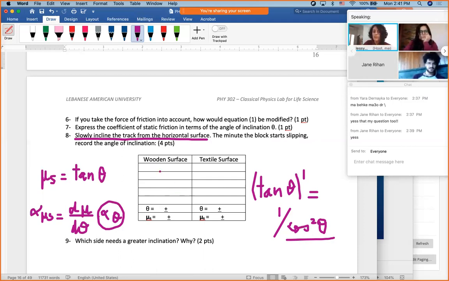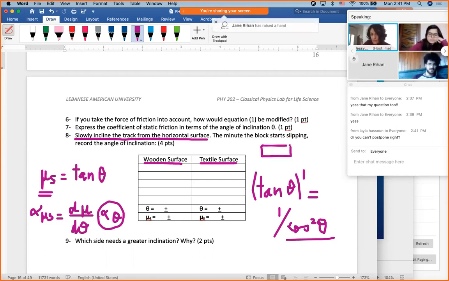So she was finding theta, and theta is the angle at which the box would start sliding. That's why it would give me mu static, which is the threshold at which motion will actually start. She did the experiment on the wooden surface, and then she repeated it on the textile surface, and this is how the box is. This part was wooden and this part was textile. By the way, she used the same area of the surface, this side and this side, and she got different thetas and different mu's.